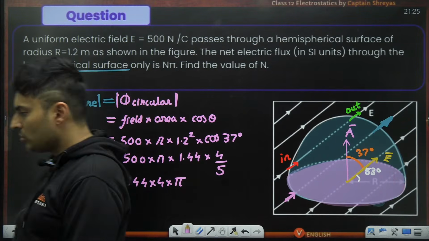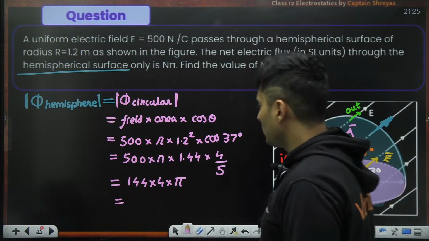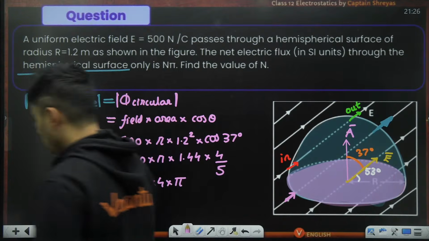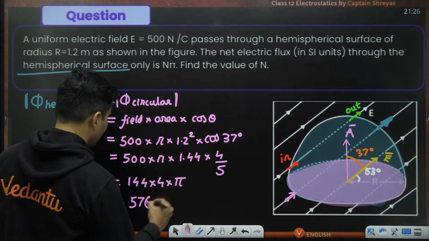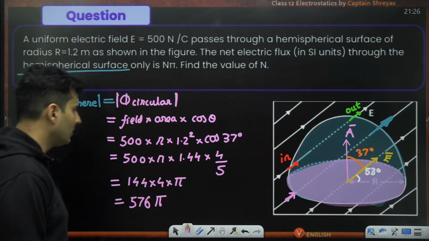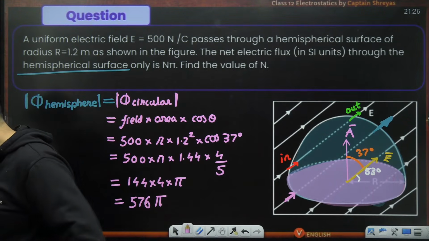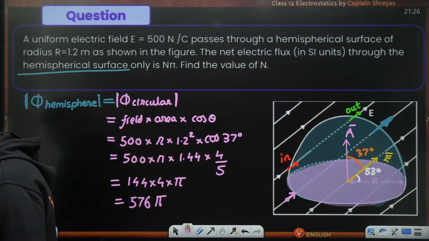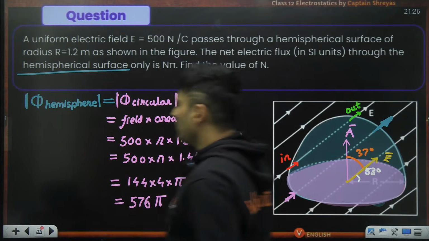That's it. So I think, how much will it be? 4 times 4 is 16, 560 and 14, 576. It should be 576 pi. Just check this out. 576 pi. That should be the answer. Everyone? Okay, perfect. Awesome. 576 pi is the right answer.